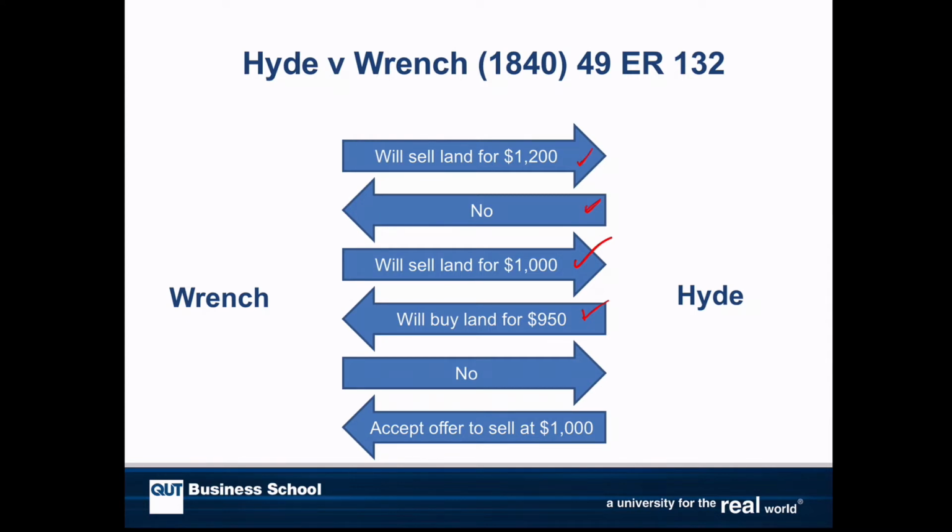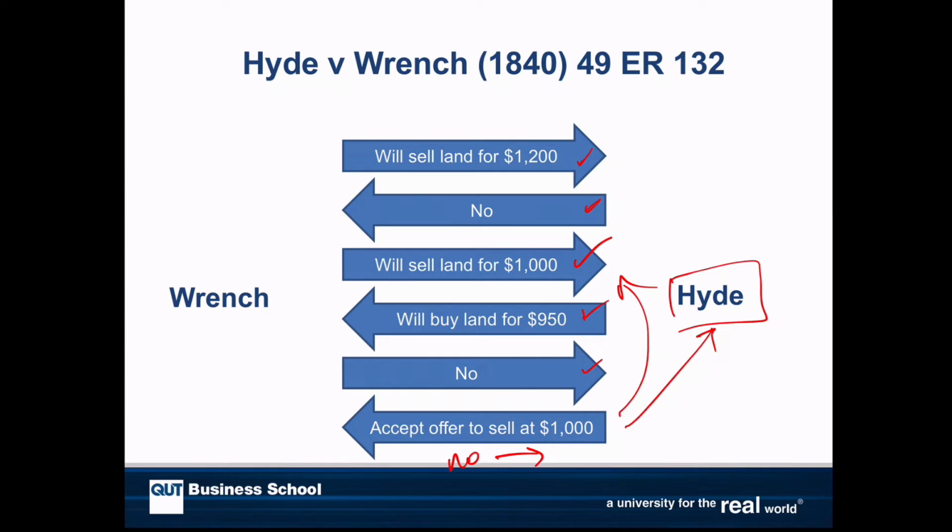Okay. Wrench says no. Then Hyde says, okay, well, I'll accept this offer here of $1,000. And Wrench went back and said, actually, no, I don't want to. Okay, so I don't want to sell it to you for $1,000 now. And Hyde says, well, look, we had a contract, right? I accepted your offer of $1,000.